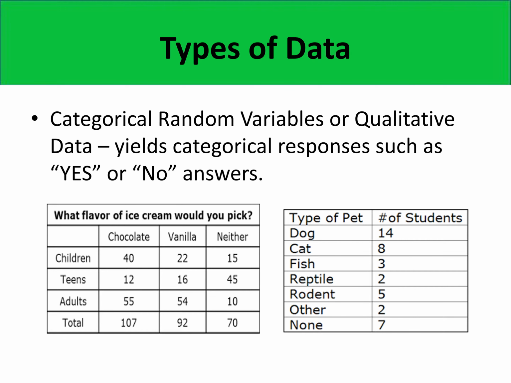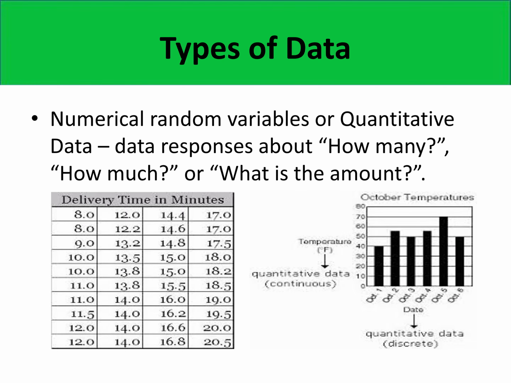The first type of data is categorical or qualitative data. This type yields categorical responses such as yes or no answers, or it answers questions like what flavor of ice cream would you pick, or what is your favorite pet. The second type of data is numerical or quantitative data. This type answers the questions how many, how much, or what is the amount. Examples of this type of data would be delivery time in minutes or temperature.